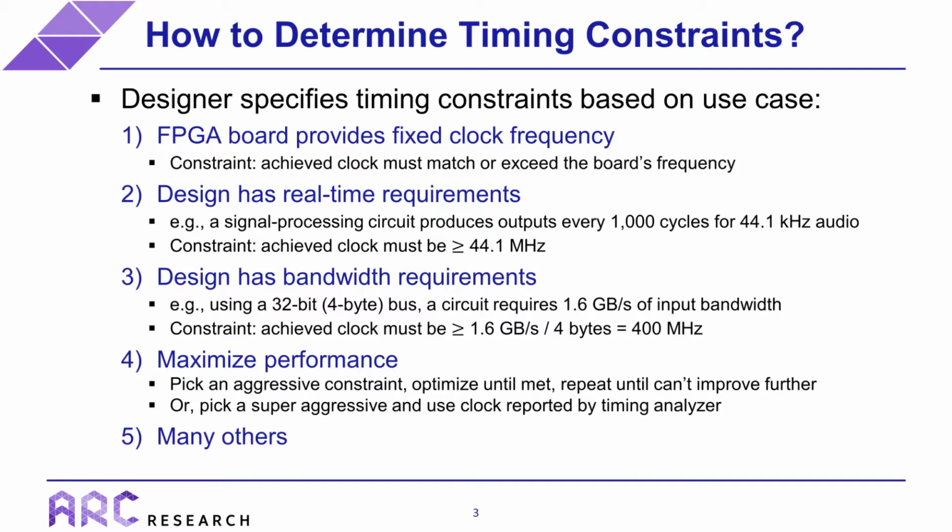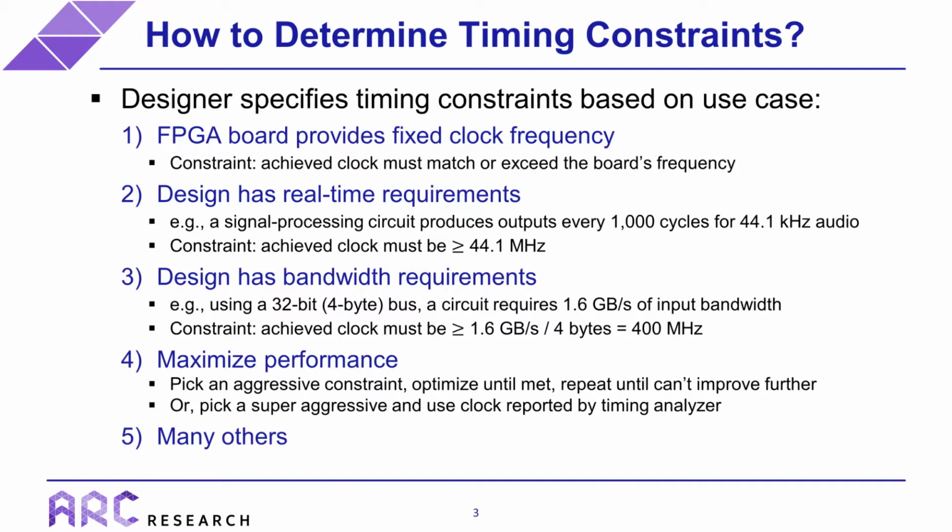timing constraint. Now, another situation would be when you have a design that has specific bandwidth requirements. For example, let's say you have a circuit with a 32-bit bus, so 4 bytes, and that circuit requires 1.6 gigabytes per second of input bandwidth to achieve the desired functionality, possibly because of other constraints. So in this case, the clock has to be at least 400 megahertz in order to achieve this amount of bandwidth. So that 400 megahertz would then become your timing constraint for the clock in this design.